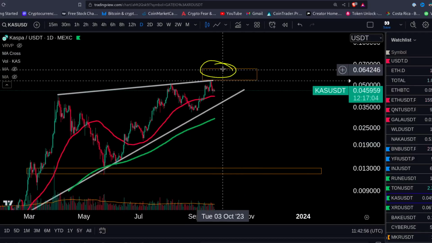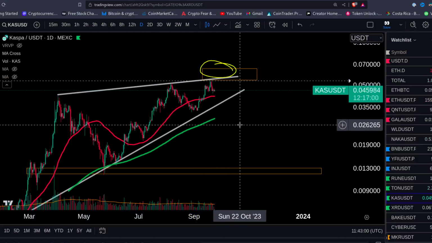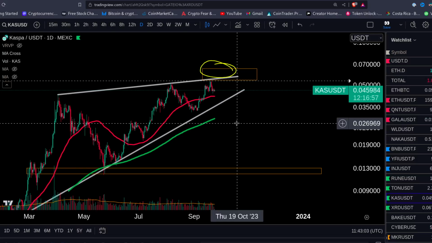Or a breakout or a pullback. Inside this potential rising wedge, it's a no man's land, in my opinion, and you shouldn't invest, okay? This is just my 2 cents.